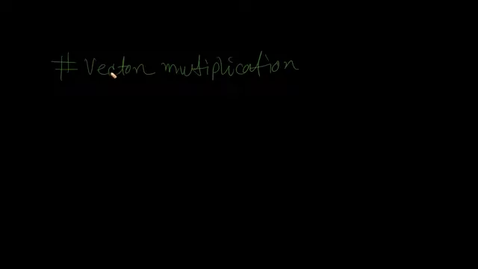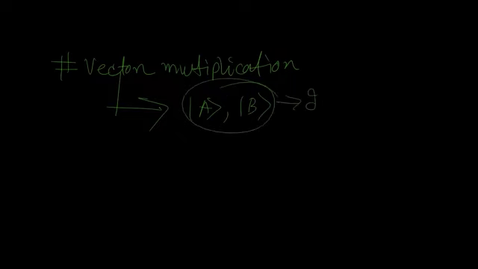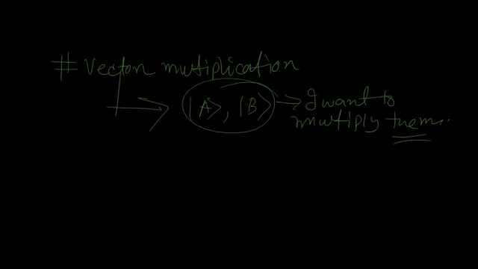What about vector multiplication? This will be very important for us, the thing we are going to talk about now. By vector multiplication I mean I have two vectors and I want to multiply them. Now how can we do that? The next question is, how can we do that?